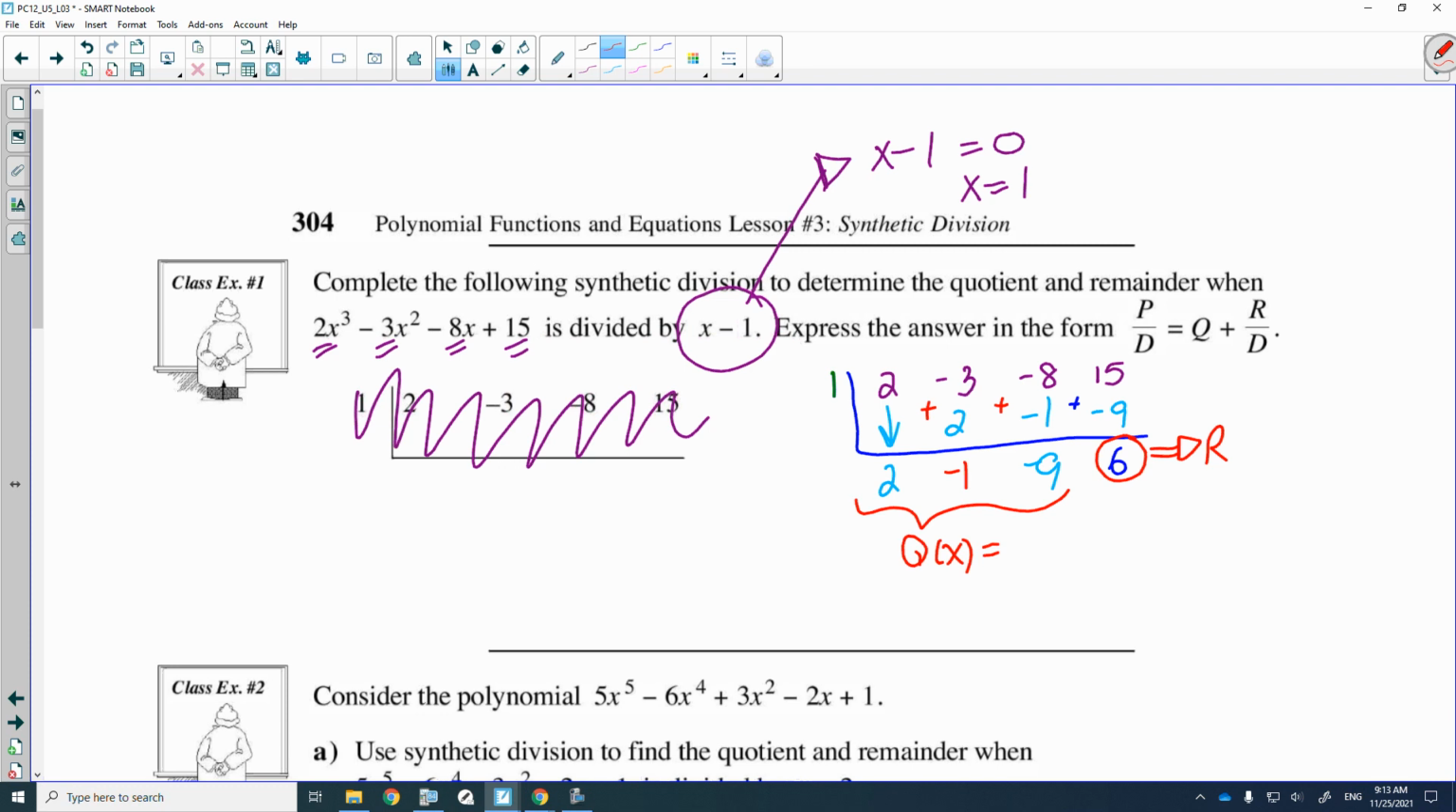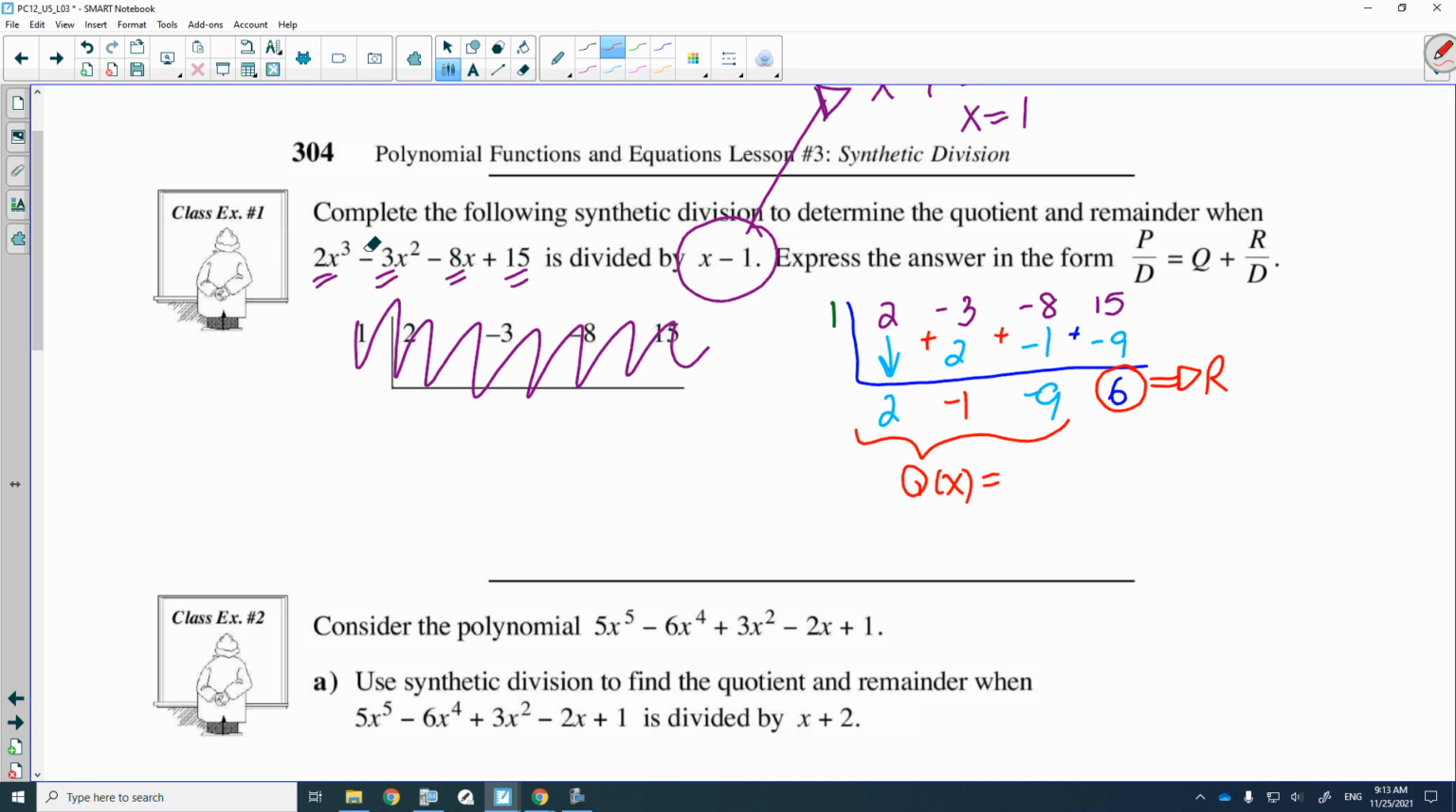And how do you figure out what this 2, -1, -9 means? Here's how you would do it. If your polynomial function is a 3rd degree polynomial, your quotient will always be 1 degree less. So that means that this is going to be a 2nd degree. So this would be 2x squared minus 1x minus 9 is my constant.